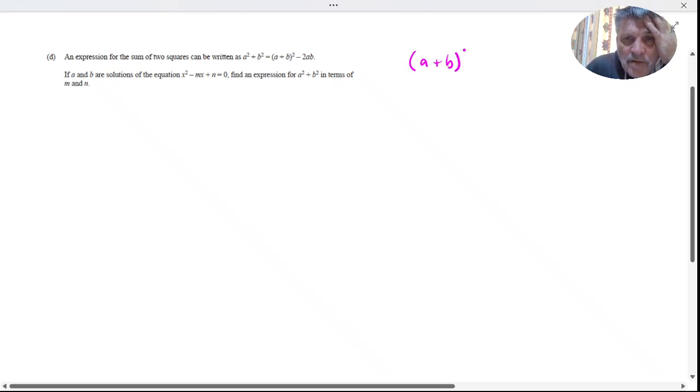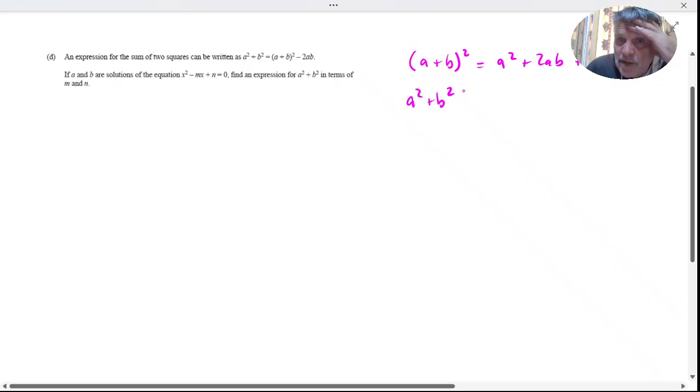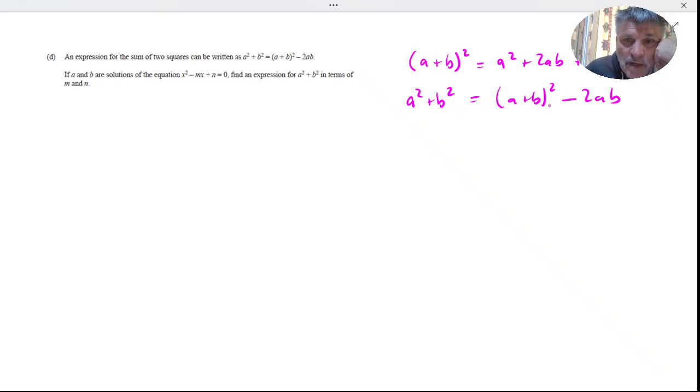So if you have (a plus b) squared, you know that that's a squared plus 2ab plus b squared. So therefore, just rearranging this, a squared plus b squared from the right-hand side is going to be equal to this left-hand side, and minus this term. We're shifting that over to the other side. So it's a straightforward equation that you would be able to derive for yourself.